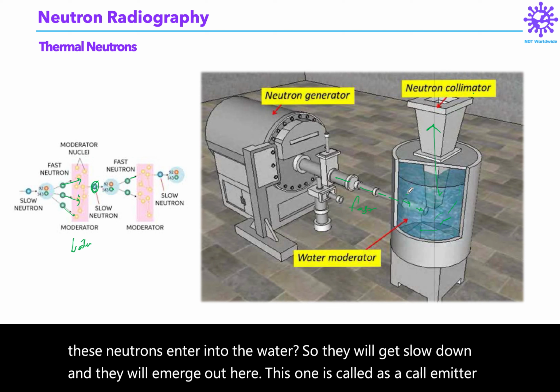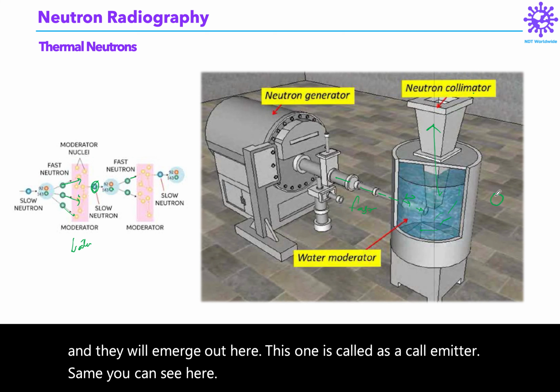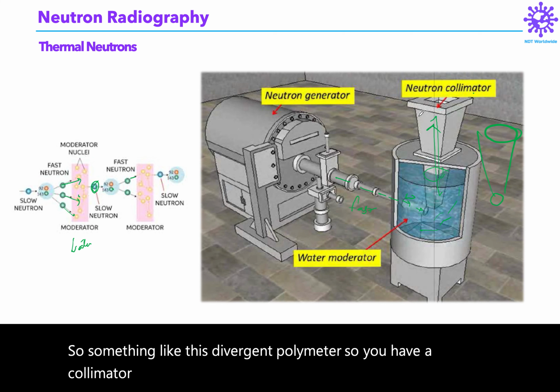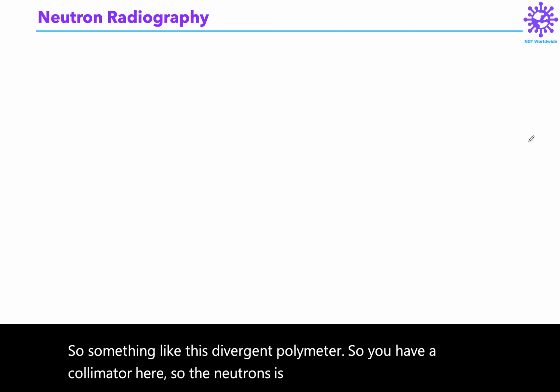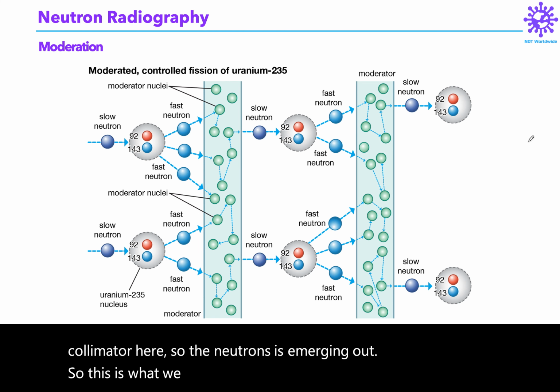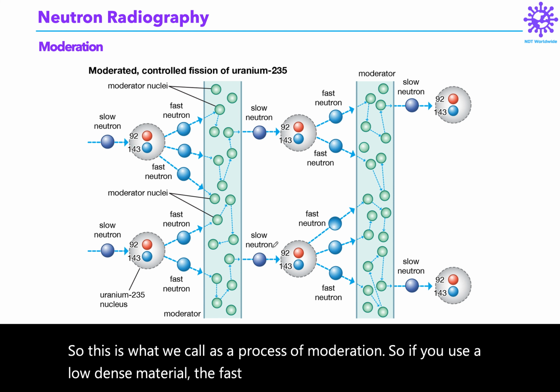Same, you can see here, something like this divergent collimator. So you have a collimator here, and the neutrons are emerging out. So this is what we call the process of moderation. If you use a low dense material, the fast neutrons will be converted into slow neutrons.